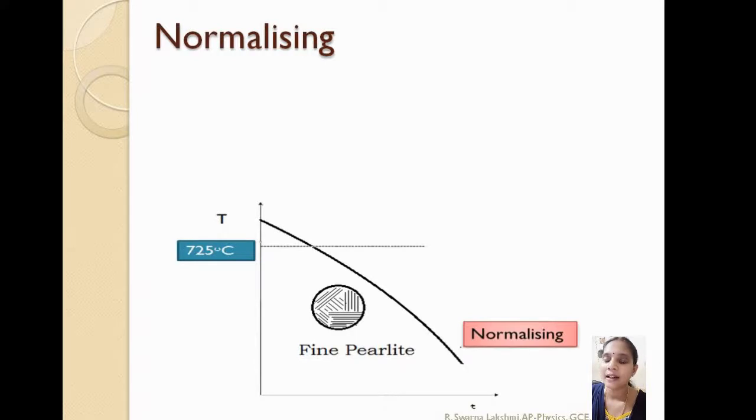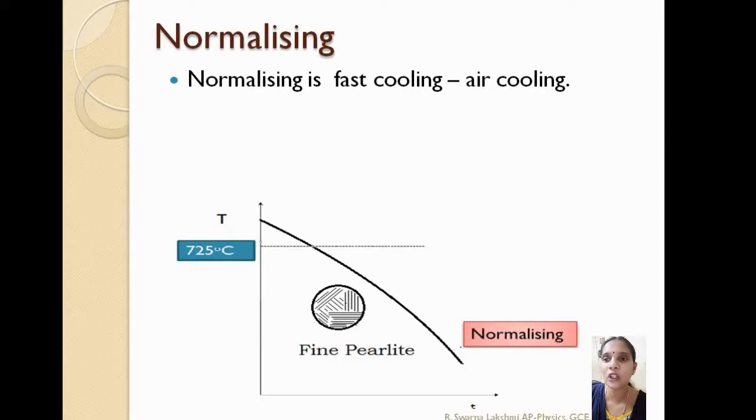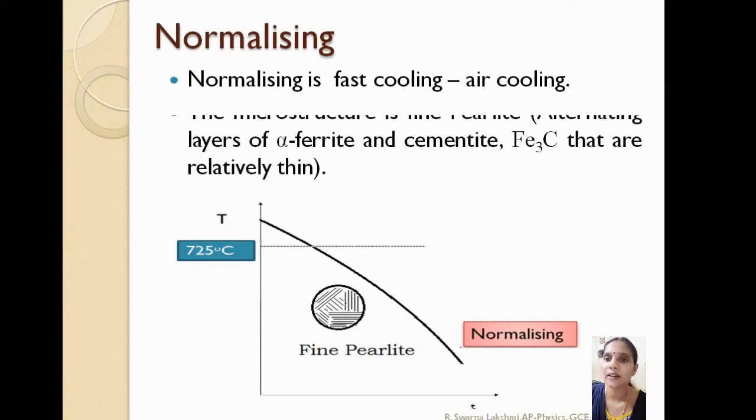Normalizing is faster cooling, that is heating a sample in a furnace and then cooling it in the air. Compared to annealing, the rate of cooling is quick. This results in fine pearlite. Fine pearlite has alternate plates of alpha ferrite and cementite which are relatively thin compared to coarse pearlite. So in case of annealing, the microconstituent is coarse pearlite, whereas in case of normalizing, the microconstituent is fine pearlite.